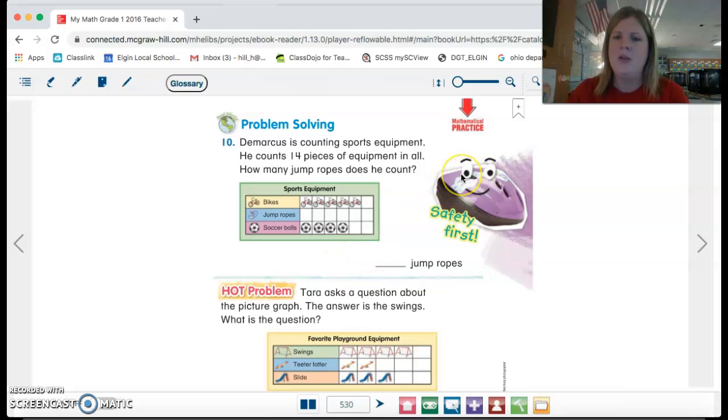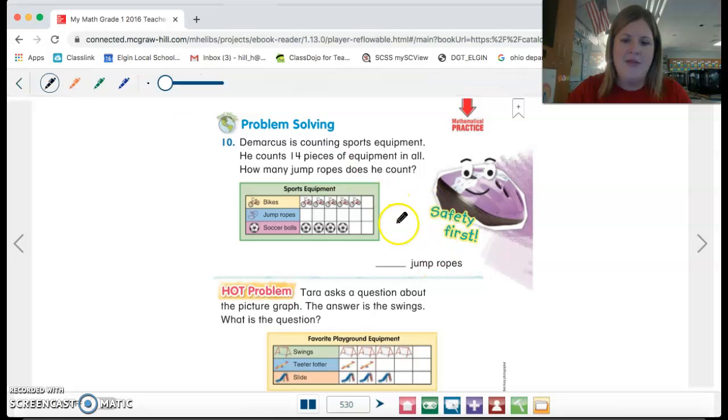So let's count backwards, okay? We're going to start at 14, and we're going to count back 9, okay? 14, 13, 12, 11, 10, 9, 8, 7, 6, 5. So we're going to write 5 jump ropes on the line, the number 5.